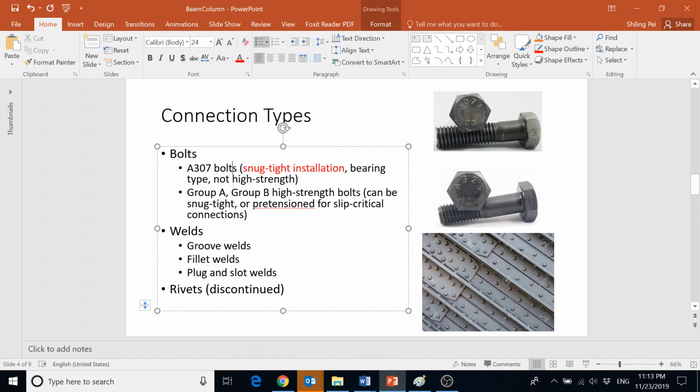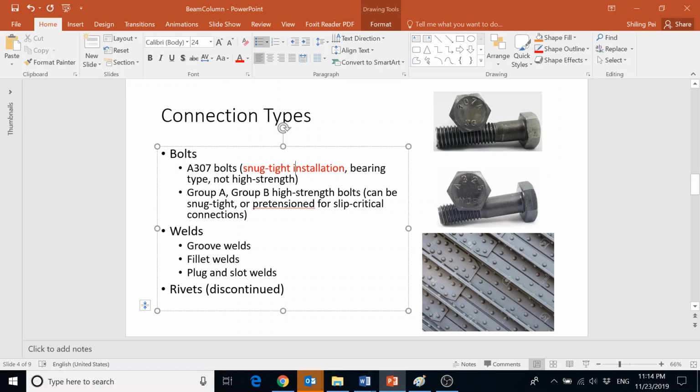So it can only be used in what they call snug tight installation. What does that mean? By definition, you tighten it with a nut as best you can as humanly possible, with fingers. We call it finger tight. And then after that, you use a wrench to do a quarter turn. Then it becomes snug tight.